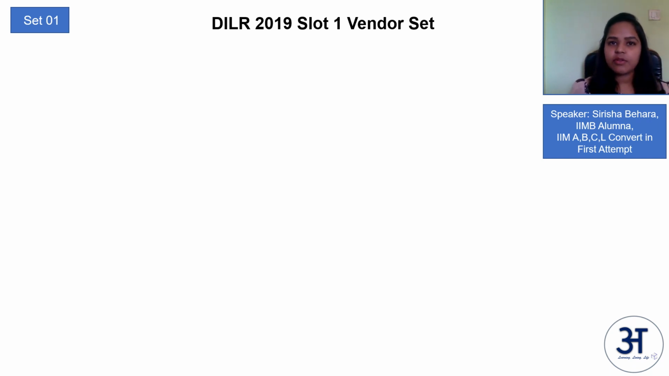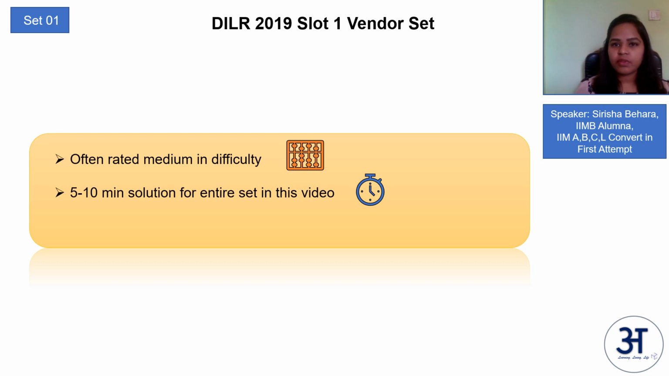In this series, we'll be solving DILR sets from past year's CAT papers. So today we'll be looking at a set called vendor set from 2019 DILR slot 1. So some points before we go into solving the set. This set is often rated medium in difficulty level, and we will look in this video a 5 to 10 minute solution for this entire set, more on the 5-minute side.